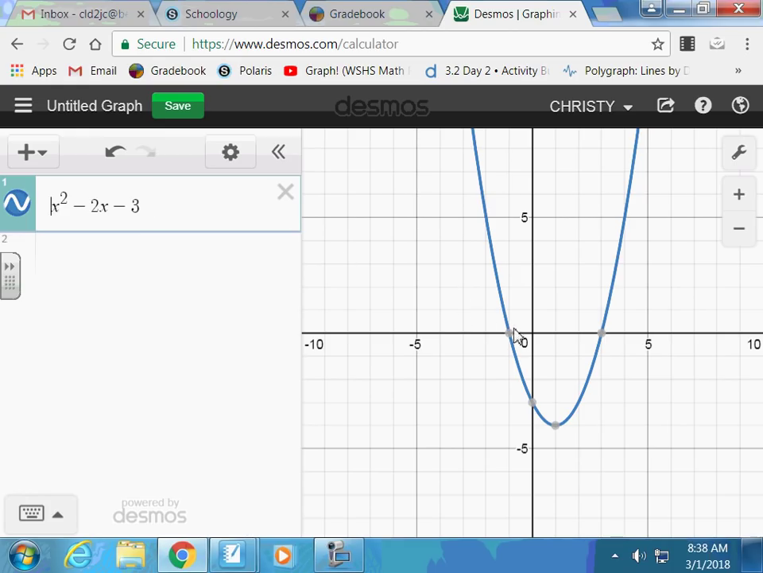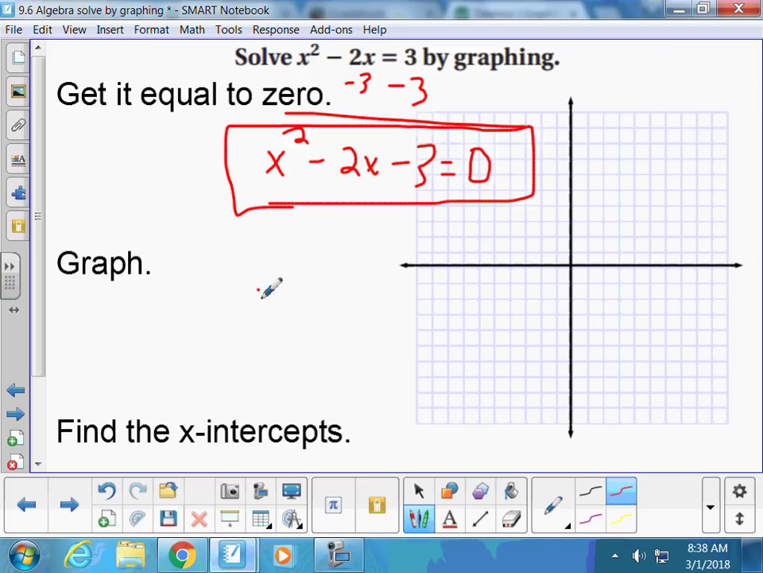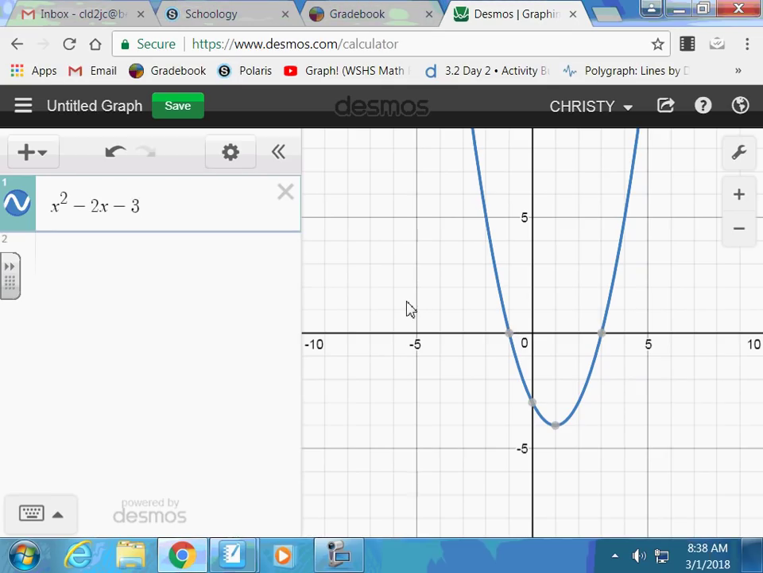And here are my key features of the graph. My vertex, my y-intercept, and my x-intercepts are my solutions. So -1 and 3. x equals -1 and x equals 3. Okay, and there's your picture if you need to see it again.